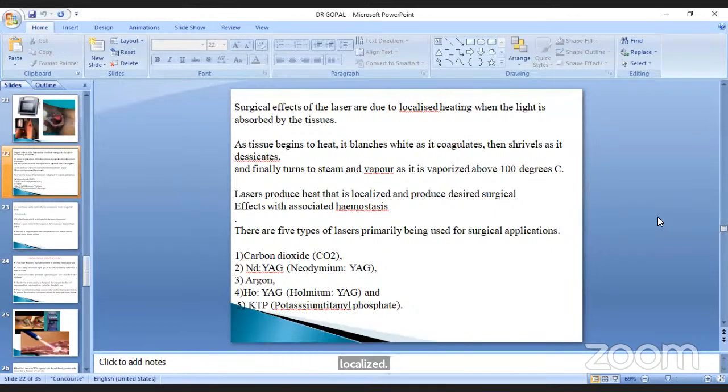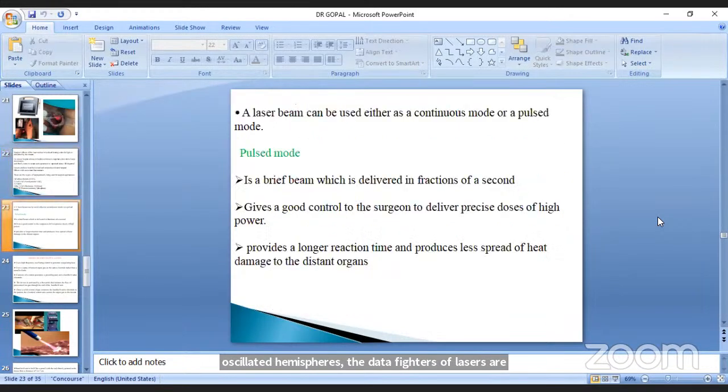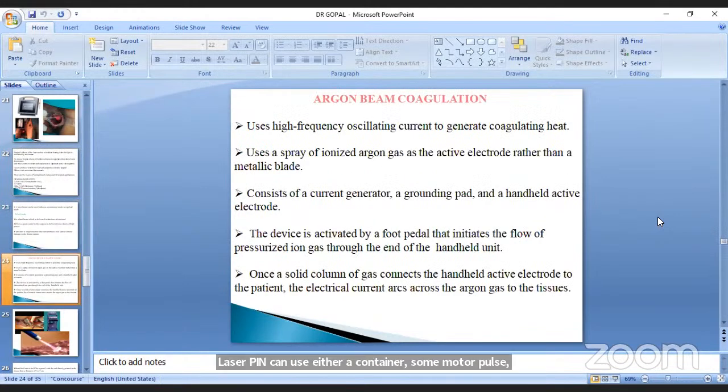There are 5 types of lasers primarily used in surgical applications. Laser beam can use either continuous mode or pulse mode. Next one, argon beam coagulation. It uses high frequency oscillating current to generate coagulating heat. It uses sprayed ionized argon gas as the active electrode rather than a metallic blade. It consists of the current generator, grounding pad and handheld active electrode.